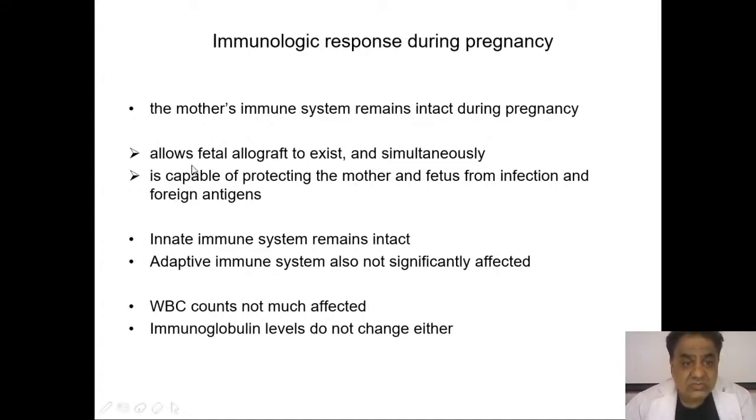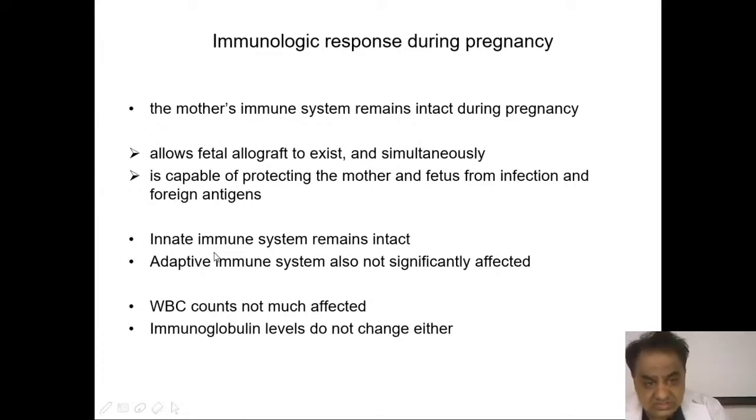In fact, the immune system is quite alert and quite good and receptive in pregnancy. The fetus is a combination of the mother's and the father's genes, not purely the mother's genes. So actually it's an allograft, the fetus. The immune system of the woman allows the fetal allograft to exist simultaneously and doesn't react to it. It is able to protect the mother and the fetus from infection from foreign antigens, in fact.